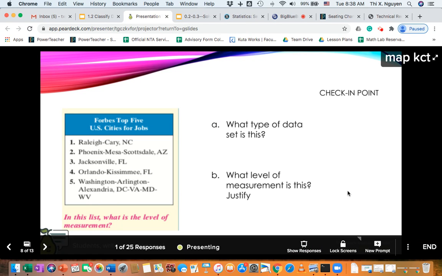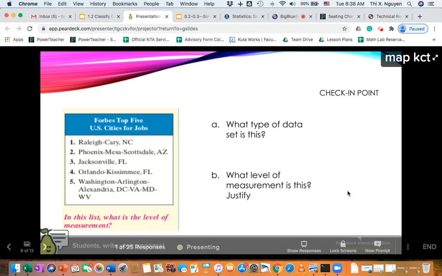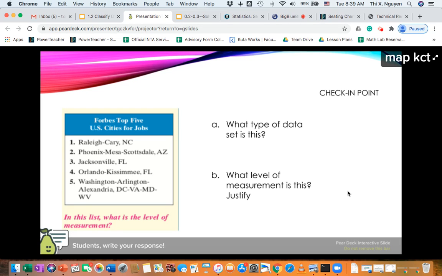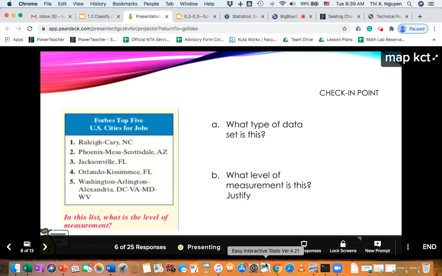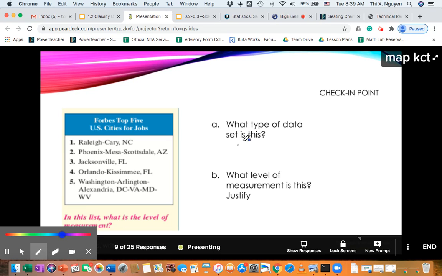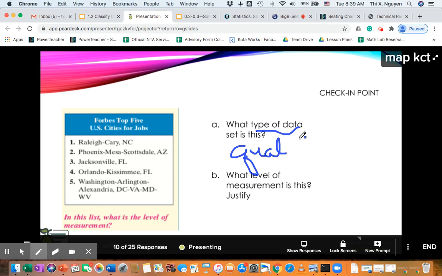Okay, let's do a check-in point. We still talk about ordinal and nominal, okay? What type of data set is this? What level of measurement is this? So when I talk about data set, let me write down what I meant. When I talk about data, the type of data, is this qualitative or quantitative? Qual versus quantitative. So that is what I mean by type of data, okay?